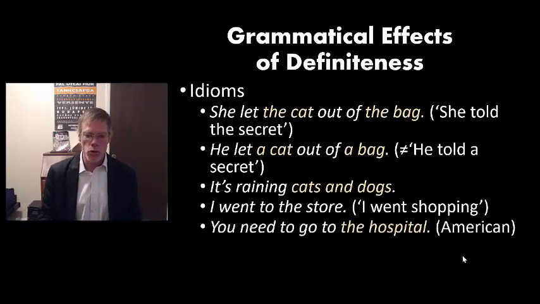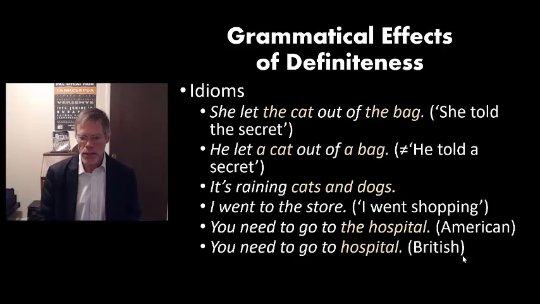Similarly with you need to go to the hospital, we don't necessarily have any specific hospital in mind, a unique or identifiable hospital. We just mean you need to go get looked at because you're hurt. But that's the American way to say it. And this, again, demonstrates that conventional aspect to it, the arbitrary aspect to it, because in British English, we would say you need to go to hospital.